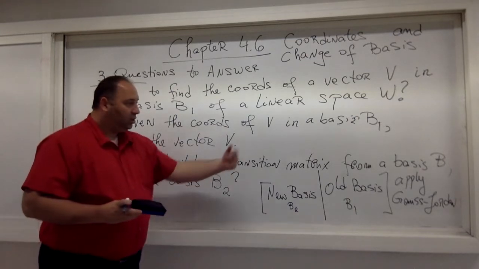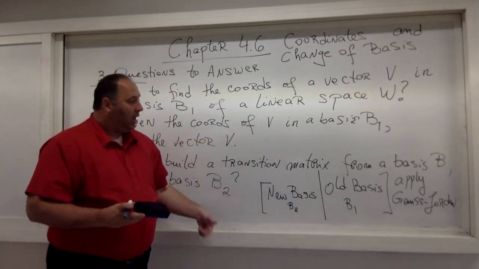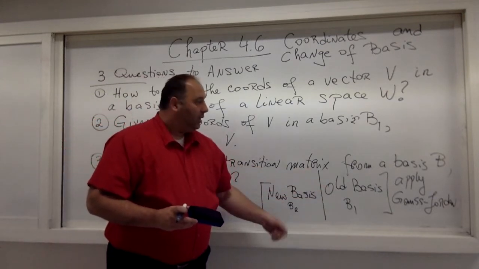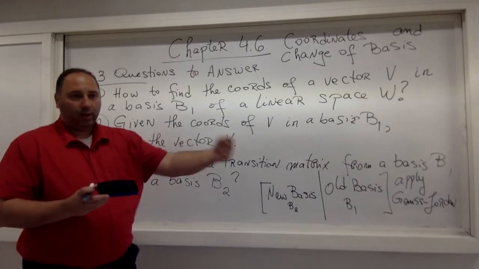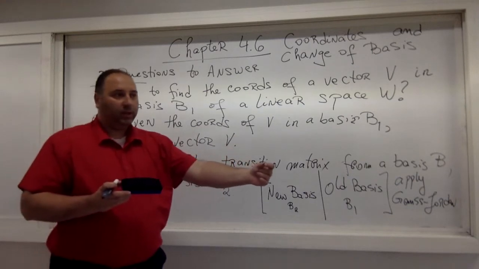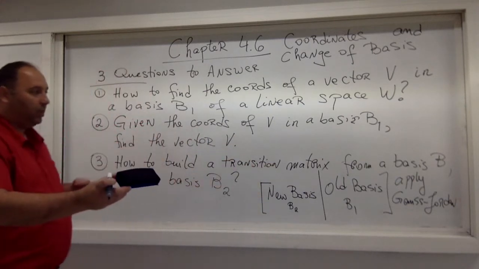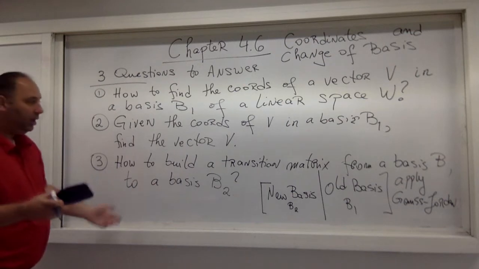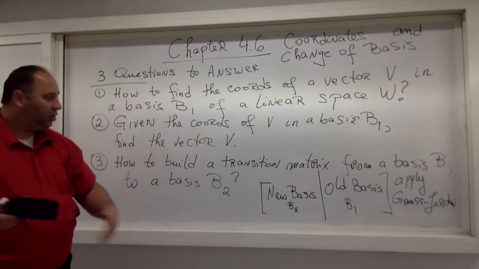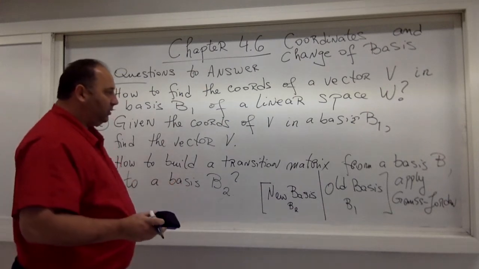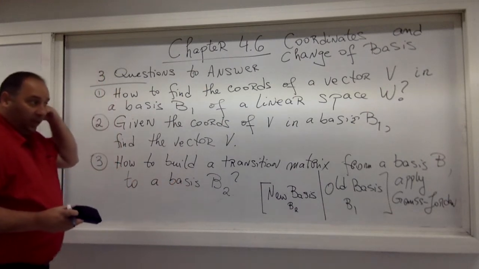Obviously, if I change bases, I have B1 and B2, I'll get one transition matrix. We know that that transition matrix is invertible, so I can go from B1 to B2 using one transition matrix. The inverse of that transition matrix goes from B2 to B1. So you're going from English to Spanish, and then going from Spanish to English. It's just the inverse. So that's beautiful.